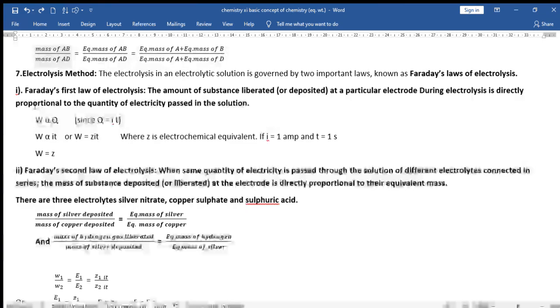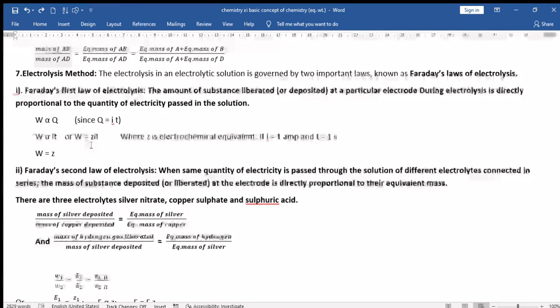Means Q is equal to current into time. So if we put this value of Q in the equation, we get W is proportional to IT. Or if we remove this proportionality sign, we have to write down W is equal to ZIT, where Z is known as a constant, and this constant is named as electrochemical equivalent.